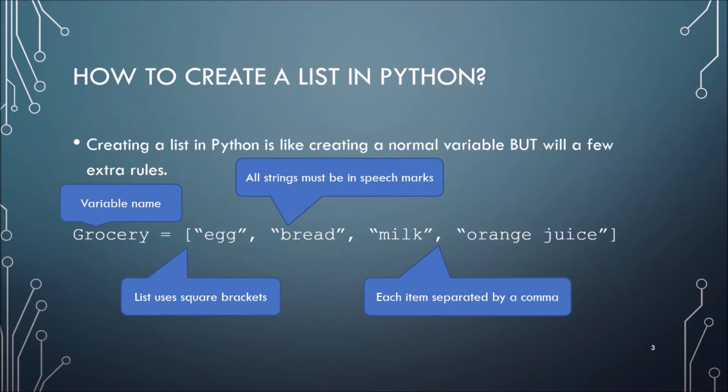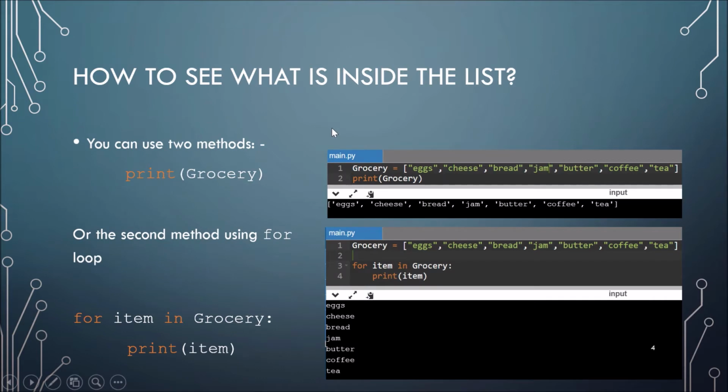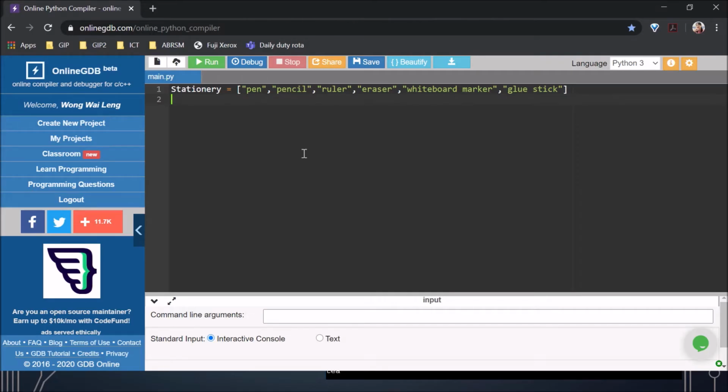What can we do? To see what's inside a list, you could use 2 methods. One would just be print followed by the variable name. The other would be using a for loop. Both of them would give you different results, so it depends on what you want. Let's give this a try.